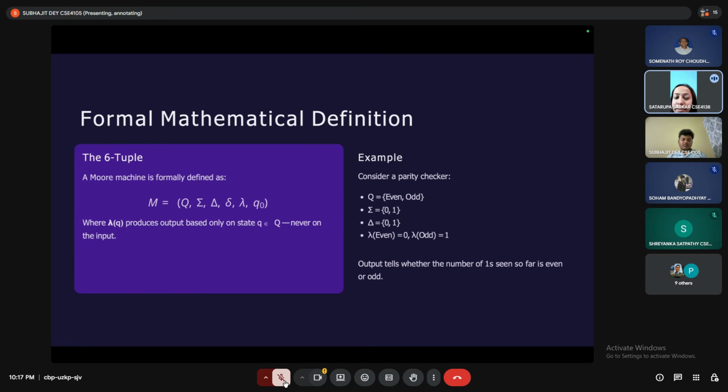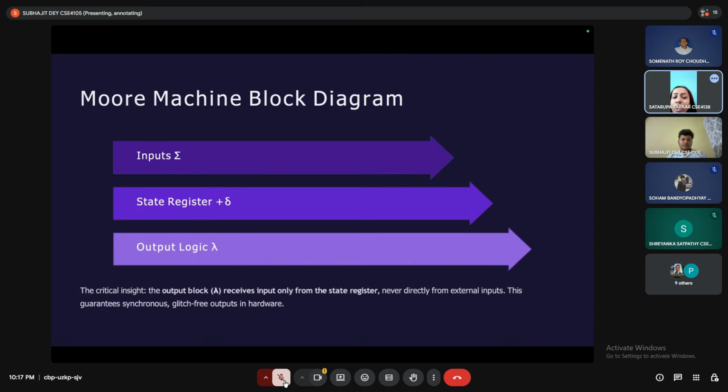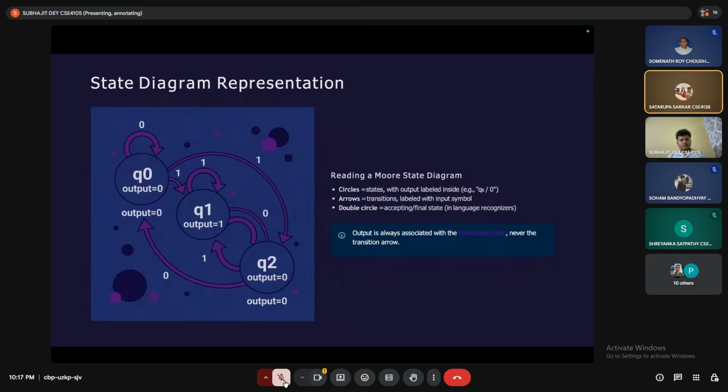Next slide, please. So, this is a block diagram. The input goes to the state register and the output is generated from the state only. So the output does not depend directly on input. This gives stable and glitch-free output. So next, Shreyanka will continue, sir.